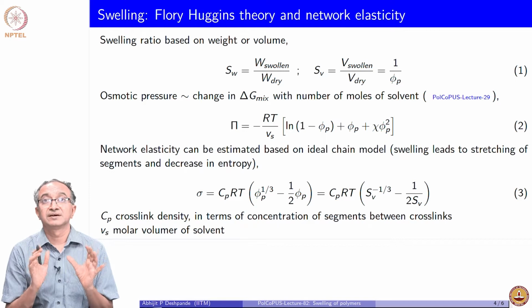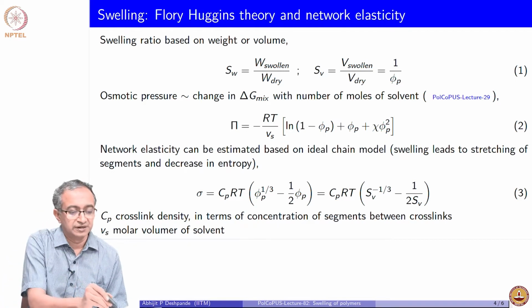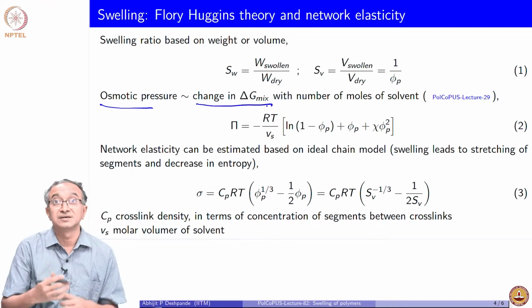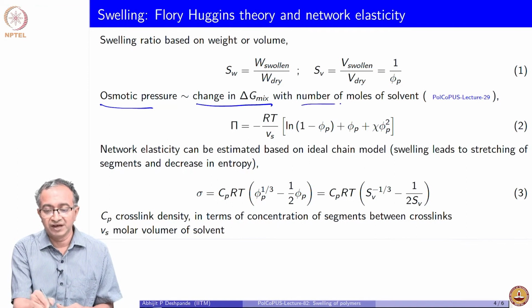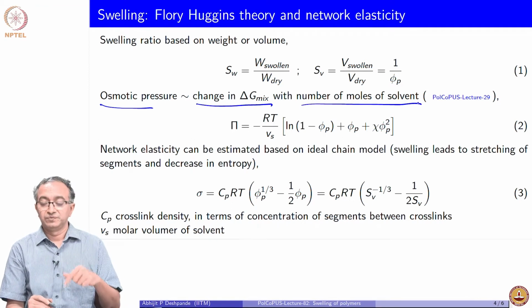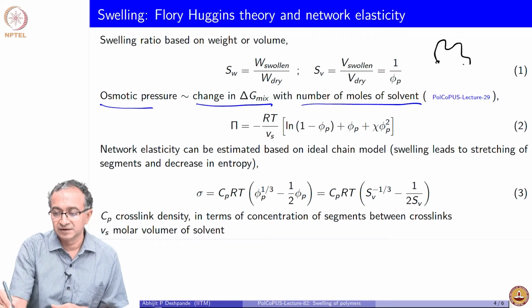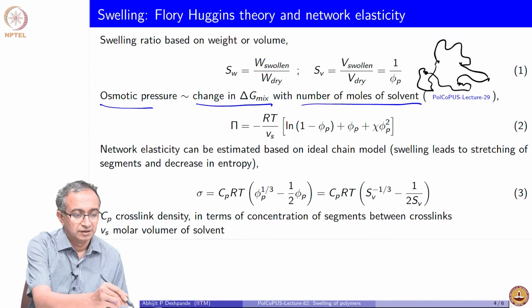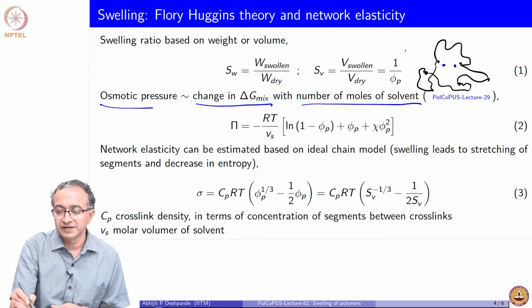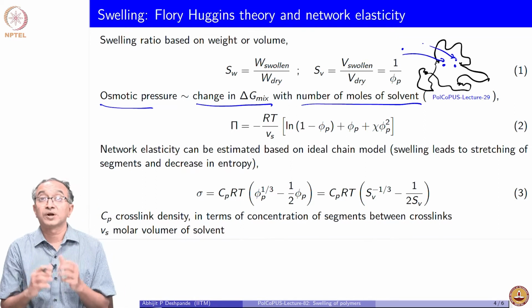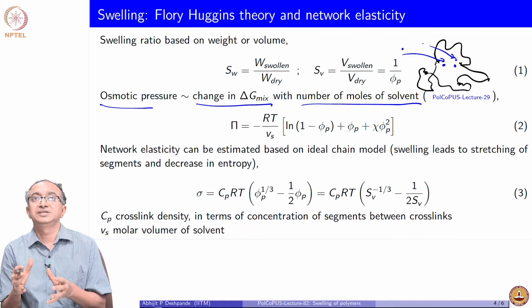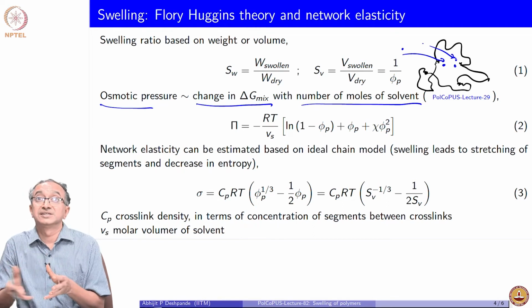So, generally we can find out the osmotic pressure, which is defined as the change in the free energy when more and more solvent comes in. So, when we have this network of polymer, osmosis basically drives these small molecules to come in. Now, what we are asking is, when an additional solvent molecule comes in, what happens to the Gibbs free energy of this mixture and how much does it change.